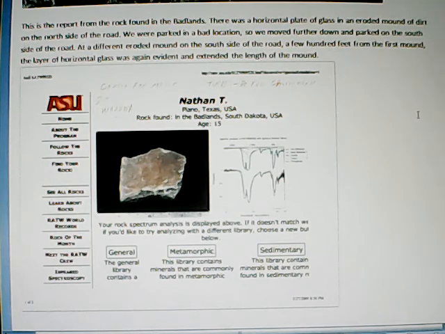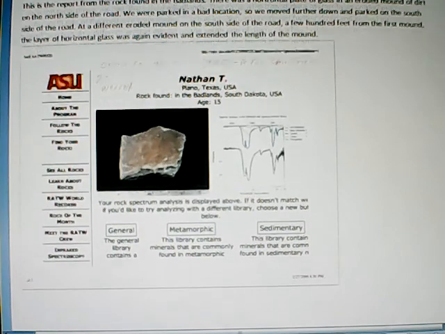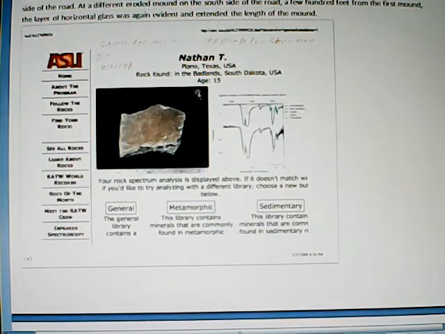A few hundred feet from the first mound, a layer of horizontal glass was again evident and extended the length of the mound. And we were on vacation and in a hurry, and I really didn't know what it was at the time. Knew it was something unique. So we sent it into NASA, the Rock Around the World project, and it was identified basically as glass, melted sand, whatever.